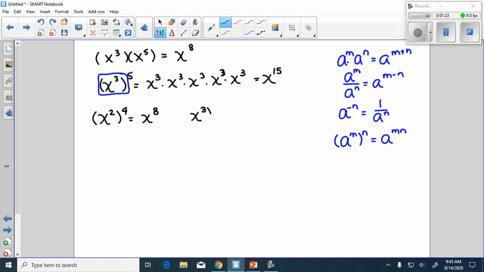If we have x cubed and we want to take that to the negative 2 power, we get x to the negative 6, which is 1 over x to the positive 6. If we have x to the negative 4 times x to the negative 5, negative 4 times negative 5 is positive 20, x to the 20th power.